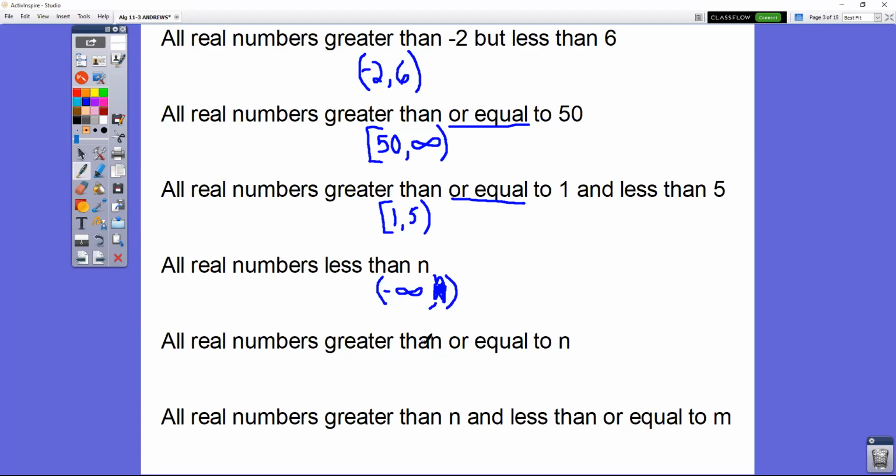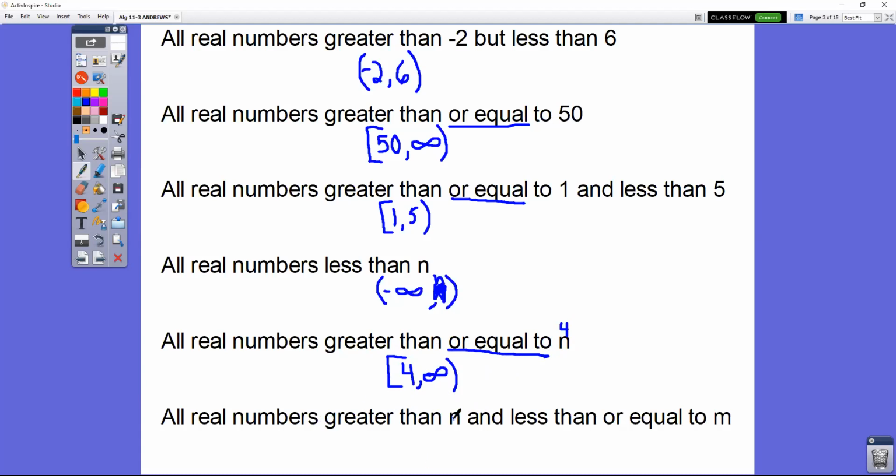All real numbers greater than or equal to n. So we want all the numbers, again, just replace it with the number 4 for your thoughts. We want all the numbers that are bigger than 4. That means 4 has to be the smallest that it is, and it would go all the way up through infinity. Anytime you use infinity, round parentheses, and "or equal to" is going to be square parentheses.